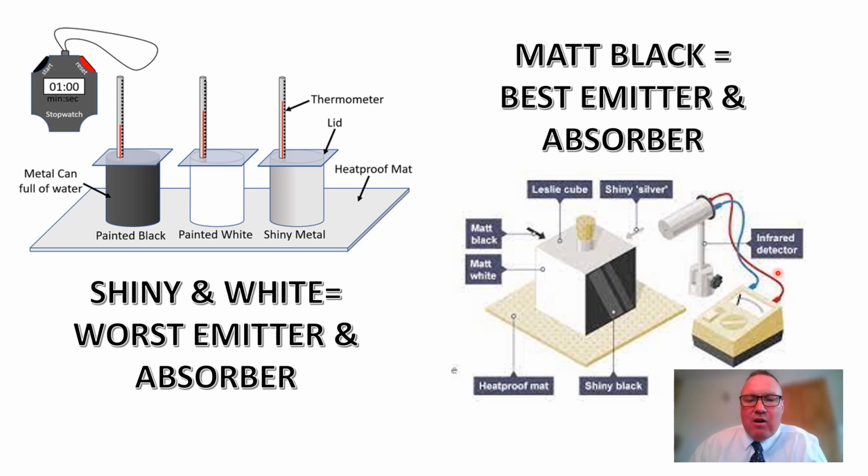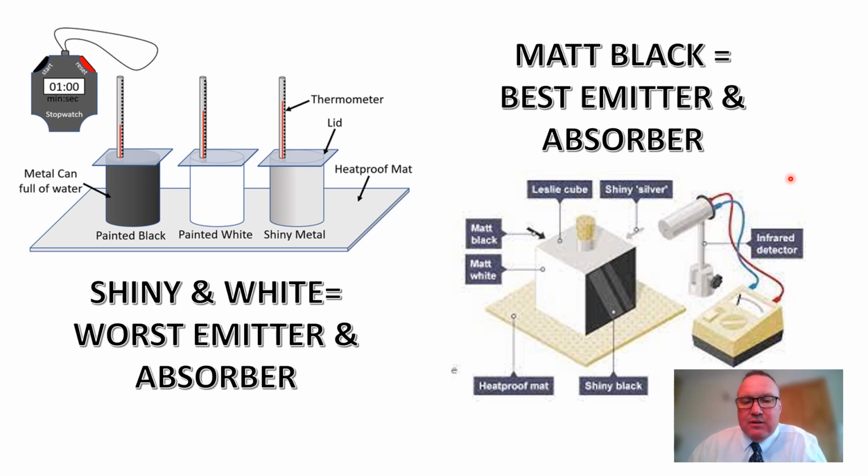Now, when we carry out these experiments, we always find that matte or dull black colors are the best emitters of infrared radiation. For example, its temperature will decrease the most when we test it in this experiment, or it will give the highest reading of infrared being emitted in the Leslie cube experiment. Shiny white surfaces are the worst emitters of infrared radiation. They will cool down more slowly, or they will give a lower infrared reading in the Leslie cube experiment.